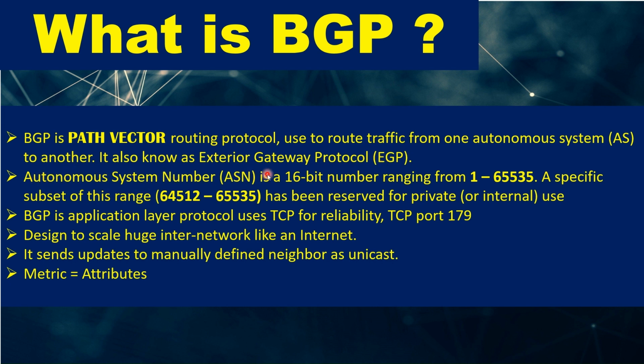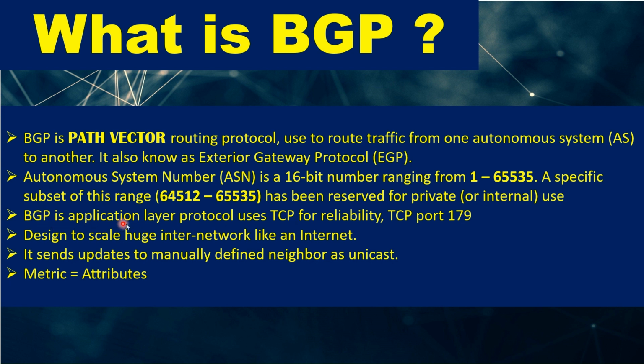Autonomous system number is a 16-bit number ranging from 1 to 65,535. And there are some specific ranges which start from 64,512 to 65,535, and these are reserved for private use. Means we can use these AS numbers for our internal use.